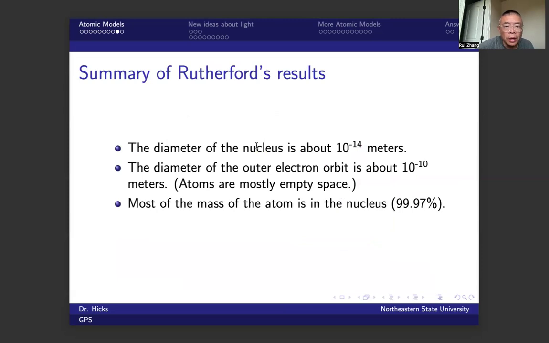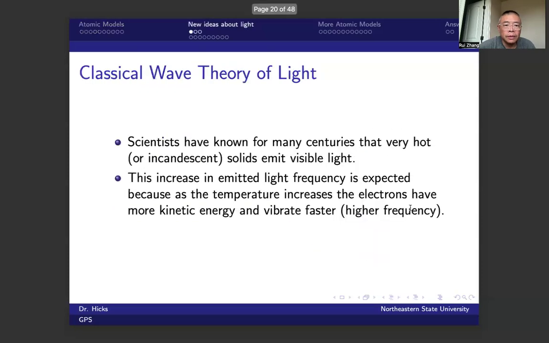So from there, doing quantitative analysis, he concluded the diameter of the nucleus is about 10 to the negative 14 meters. And then the diameter of the outer electron orbit is about 10 to the negative 10 meters, which determines the size of the atom. And most of the mass of the atom is in the nucleus, more than 99% is at the nucleus.